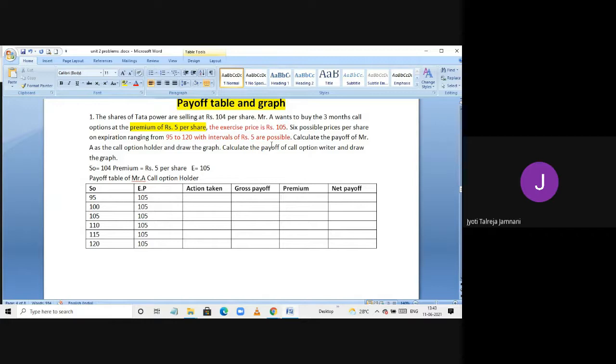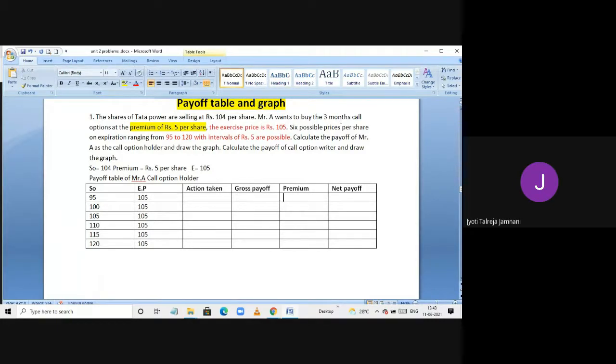Now what to take, plus 5 or minus 5, we have to decide. So you are going to answer this question for me. Mr. A is a call option holder, which means he has got the right to decide whether he wants to buy or not. So when he has got the right to decide, to take that right or to buy that right, will he pay premium or will he receive premium? He will pay premium. Pay premium, correct, Sharwin. So Mr.